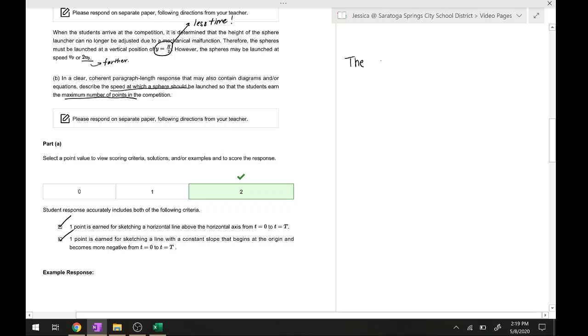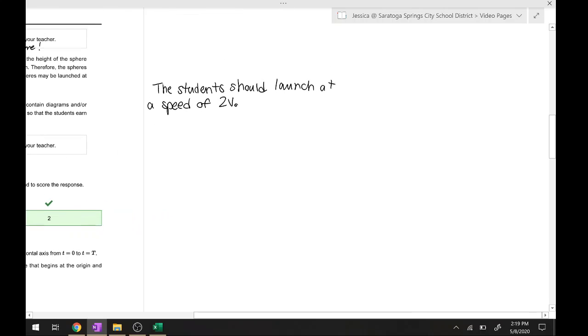So the students should launch at a speed of 2v0. So I've answered the question. Okay, now I need to explain why.